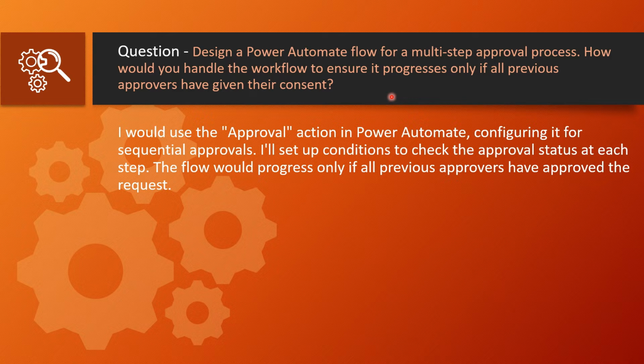Your answer should be that we will use the approval action already provided by Power Automate, and configure it for sequential approval. I will set up a condition to check the approval status of each step. Whenever the flow progresses, it will verify whether all previous approvers have approved the request or not. So this would be the answer.